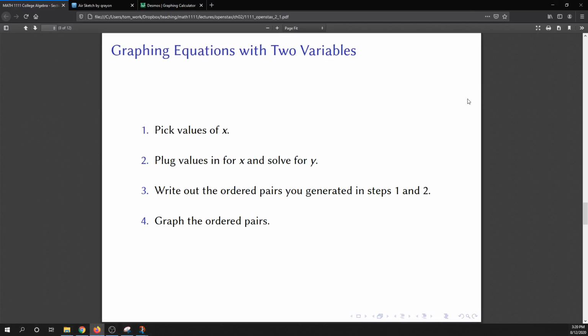Okay, I think we're going to stop this video right here, and then we will split the distance formula off into the next video.